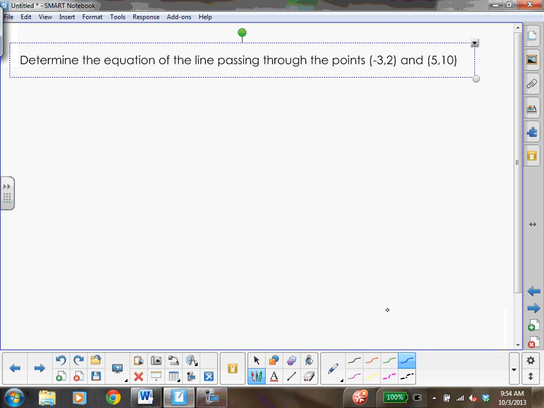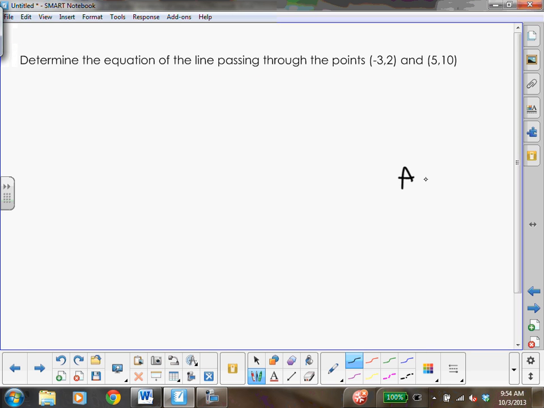I want to determine the equation of the line passing through the points (-3, 2) and (5, 10). Again, I need to consider my three forms of a line: Ax + By = C, y - y1 = m(x - x1), or y = mx + b.